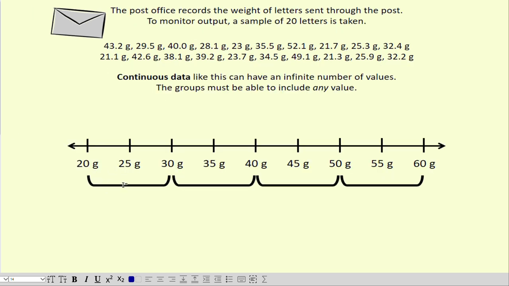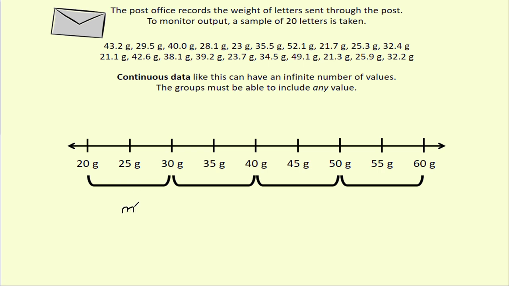And the only way to overcome this with the continuous data is for us to start to use inequalities, okay? So if we use M for the mass of the letters, this category here would show greater than or equal to 20, but less than 30. And then the next class interval, you could have greater than or equal to 30, but less than 40. The next one, greater than or equal to 40, but less than 50. Greater than or equal to 50, but less than 60.